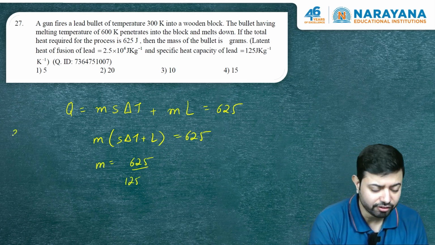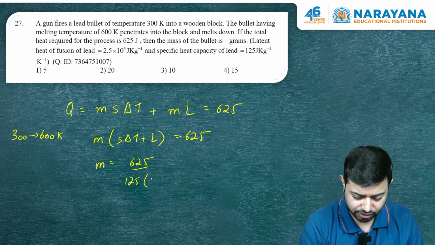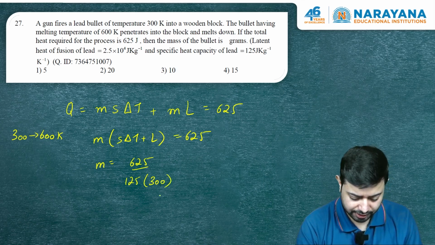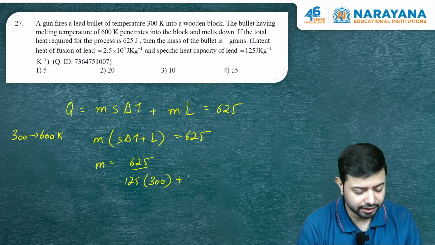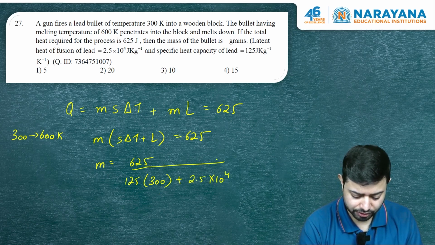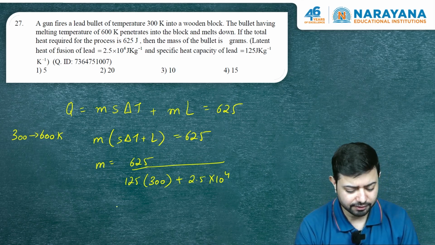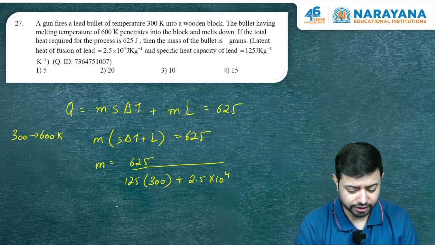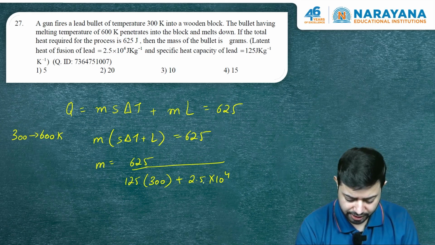The temperature is going from 300 to 600 Kelvin. So, therefore, delta T is around 300. And the next quantity is plus this particular L. L is given as 2.5 into 10 to the power 4. So, let us see how much mass is coming, since everything here is in SI unit, so your answer will be in kg, and do not forget to convert it into grams then. So, here 125 into 3 gives 375, and this is 25 into 10 to the power 3.